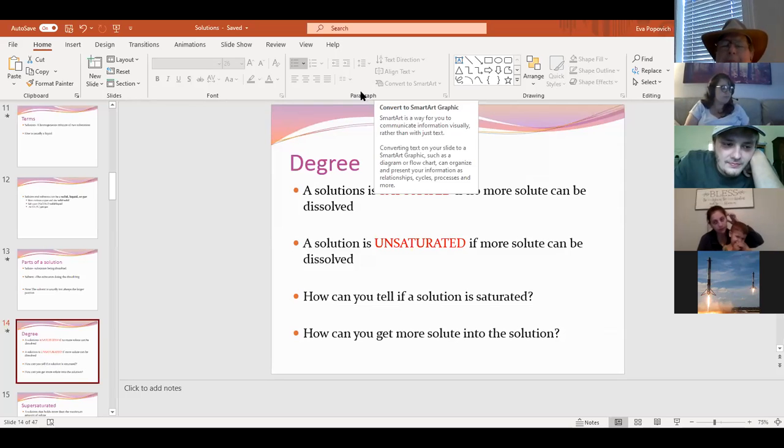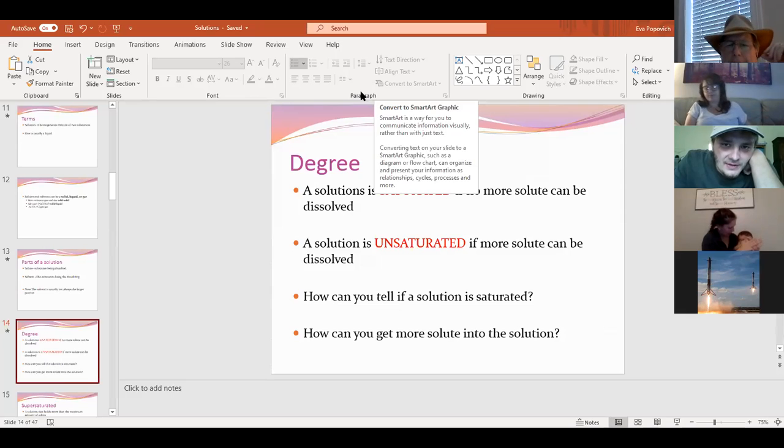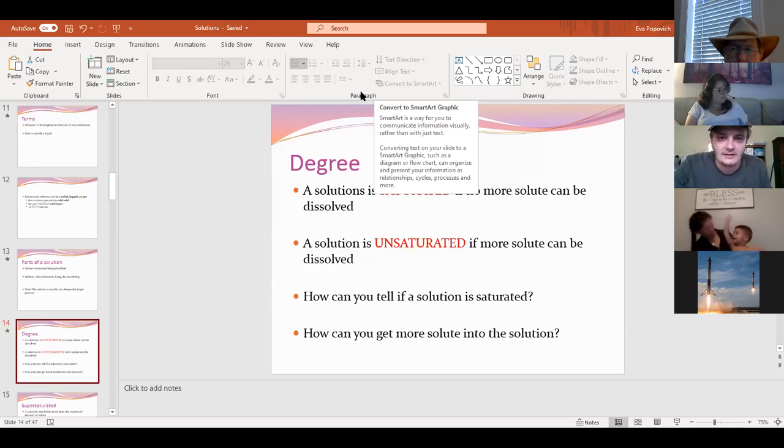Now, Hunter, I'll put it back to you. How can you tell if a solution is saturated? Probably the formation of a solid. Absolutely excellent. If you see solid at the bottom of the solution, your solution is saturated. Also, if you're doing something with liquids, then the formation of a gas could also indicate that, possibly.